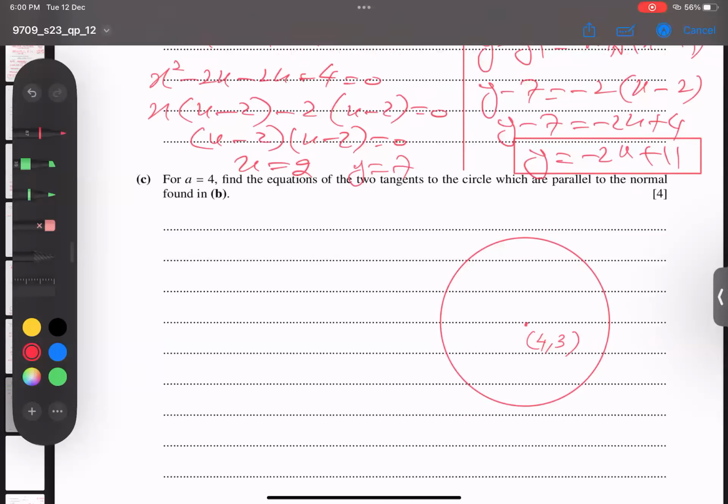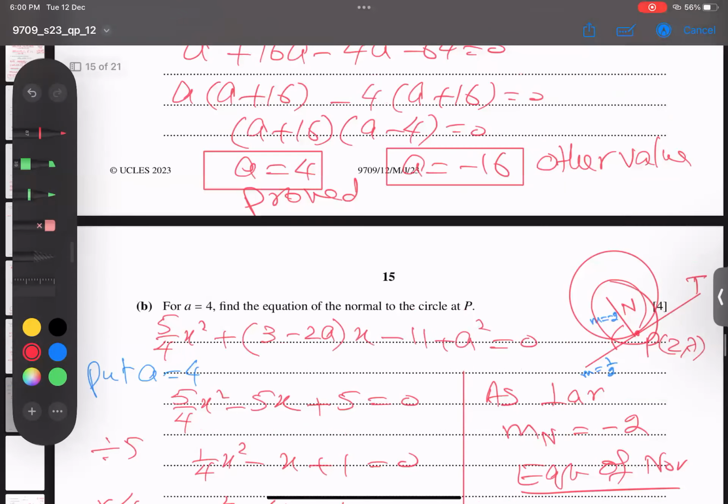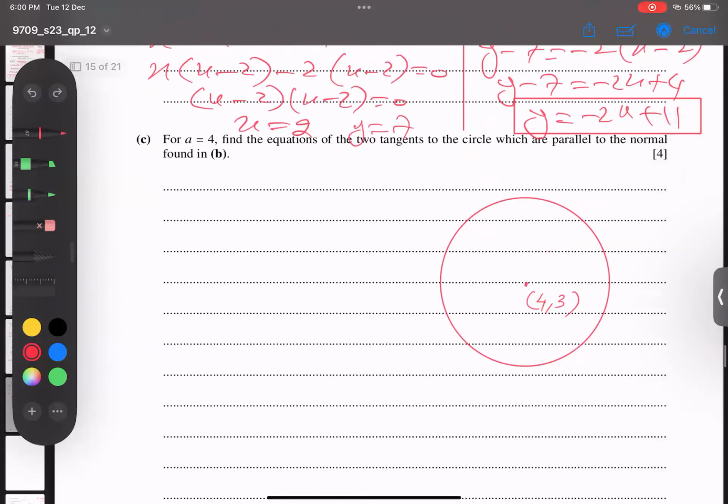And he's saying to find equations of two tangents to the circle which are parallel to the normal. Which normal, students? I just got it now. Okay, now I'm going to show you. This normal, I got it just now. You saw this normal, I got it here. But he said, no, this is the normal. Find the equation of the two tangents to the circle which are parallel to the normal.